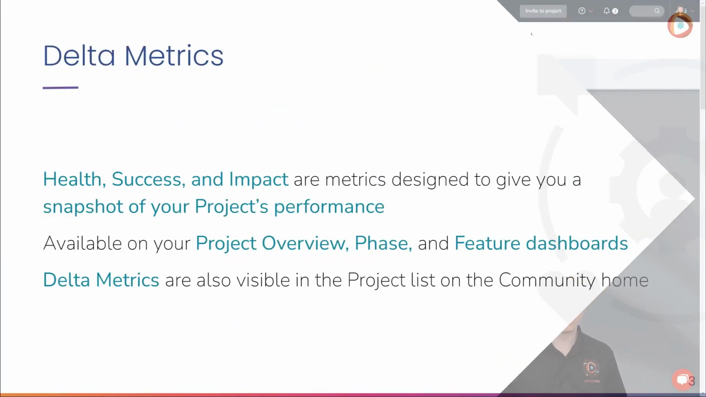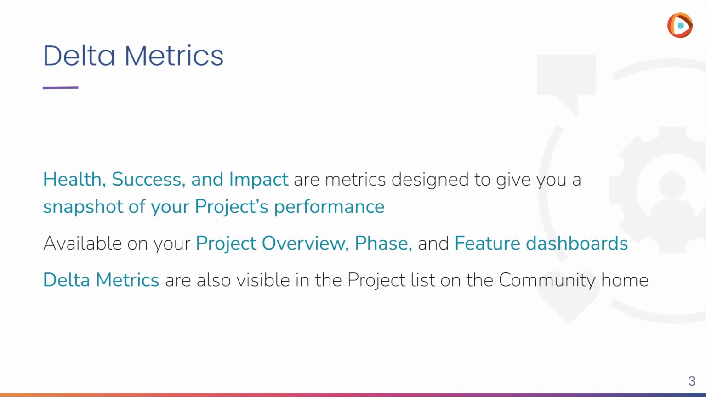So Delta metrics, these are health, success, and impact. And they're designed to give you a snapshot of your project's performance. Now, they're available all across your project. You can see them on the project overview dashboard. You can also see them in the phase and feature dashboards within a project. And then we also list it on the community home. So it'll be right next to your project in the project list. Now, let's go ahead and break down what each of these metrics do and how they relate to our project.